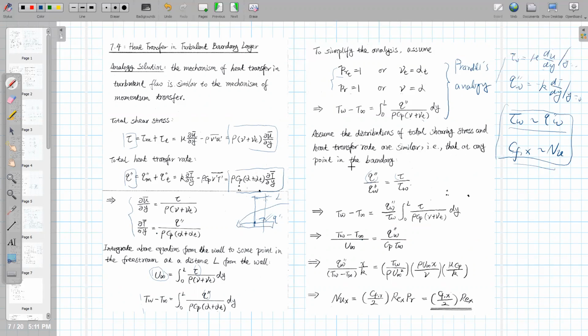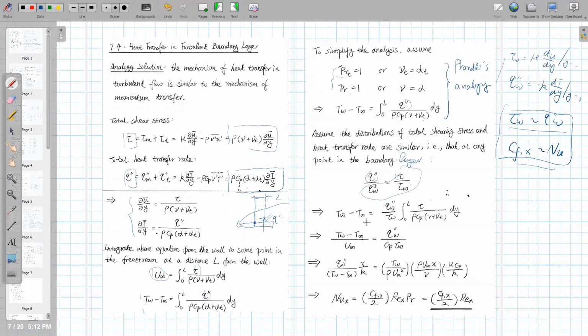That at any point in the boundary layer, we can have that this q double prime divided by q double prime at the wall will be equal to tau over tau at the wall, at any location inside this boundary layer. So what does this mean? This means that we have this correlation here. Then you can rewrite this q double prime as equal to tau divided by tau w times QW double prime, right? So you basically rewrite this equation, replacing it with these three terms.